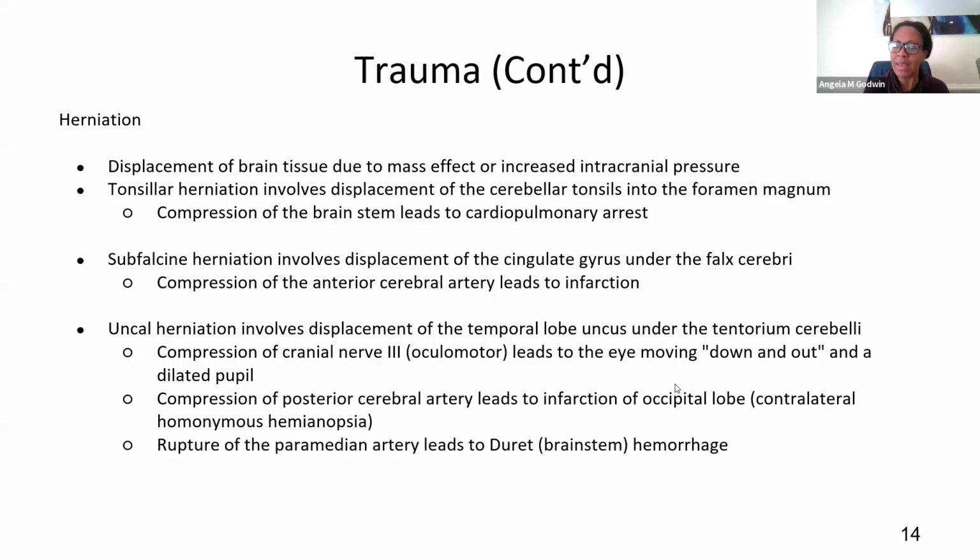Or doing it backwards, where a patient comes in and the nurse is assessing the patient for cranial nerves and notices cranial nerve 3 showing dilated pupils. The nurse would expect which type of herniation? And the answer would, of course, be uncal herniation.